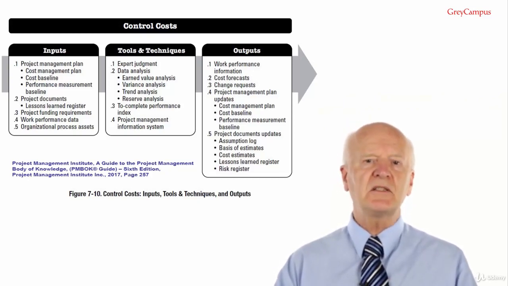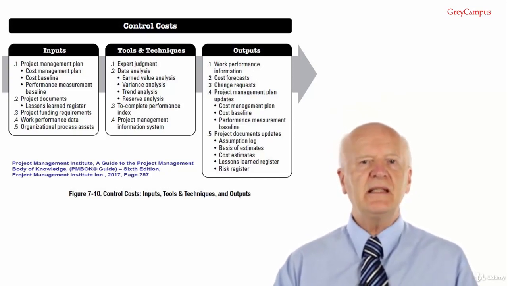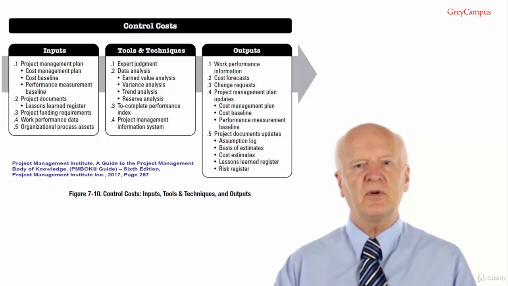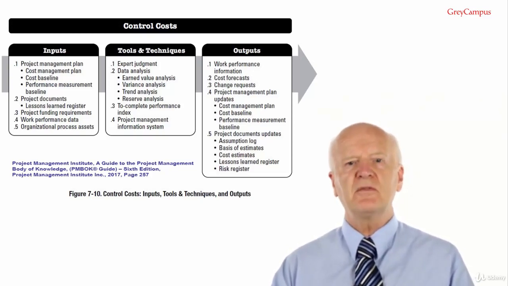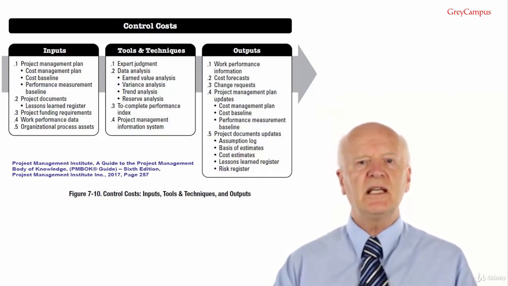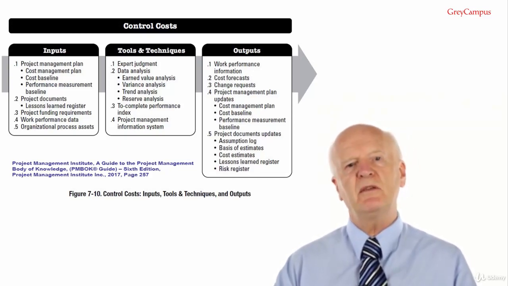Examples of variance analysis include schedule variance, SV. It is the amount by which the project is ahead or behind the planned delivery date at a given point in time. It is a measure of the schedule performance on a project. Schedule variance equals earned value minus planned value, or SV equals EV minus PV.